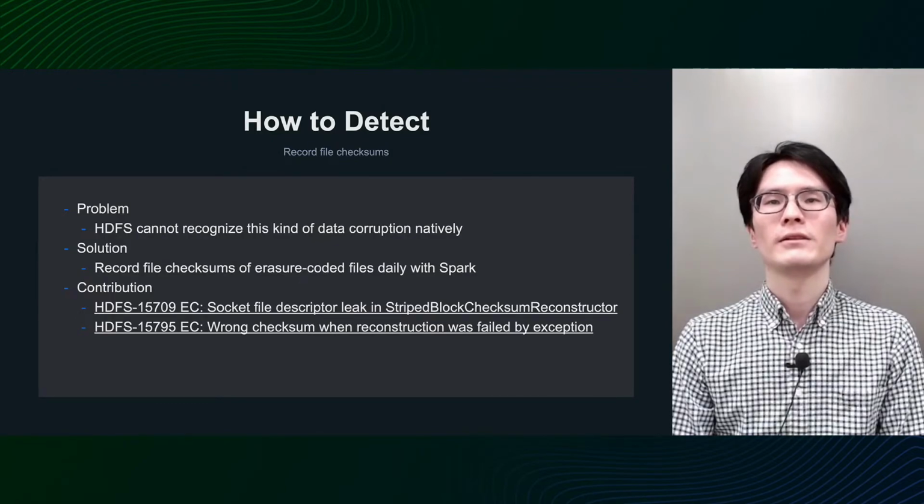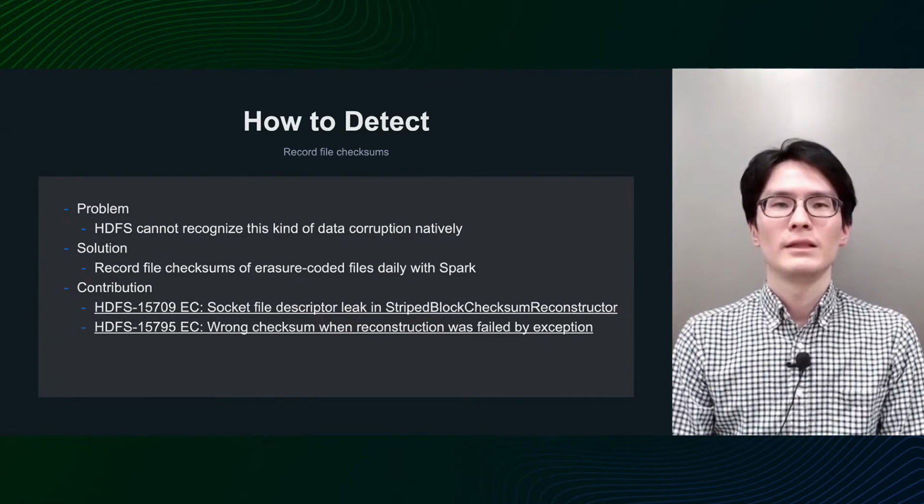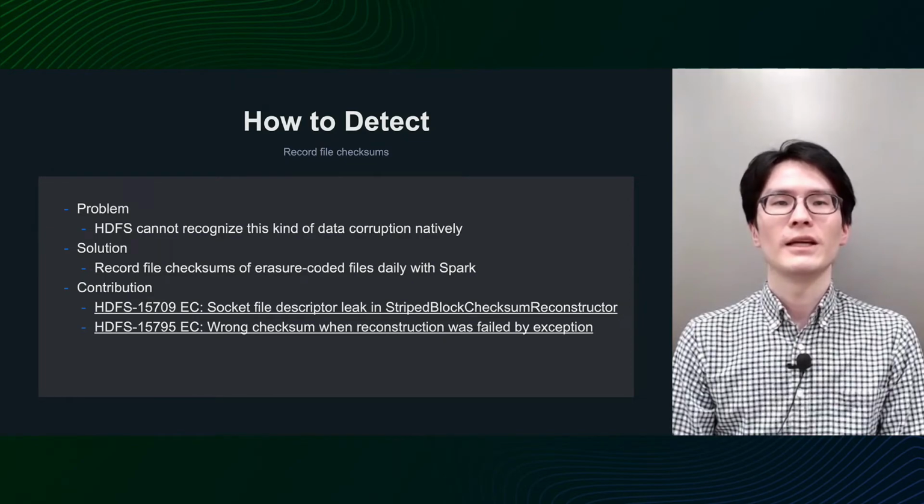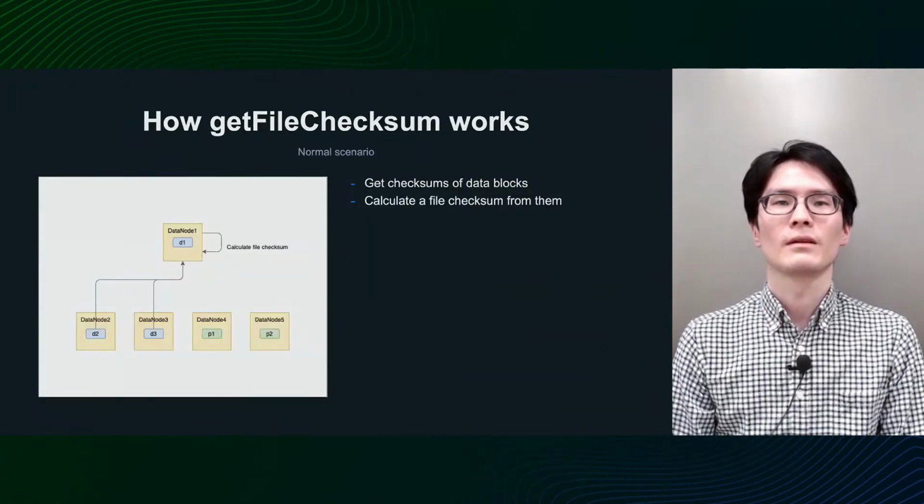The first was a file descriptor leak on the data node when retrieving the checksum of the erasure coded file, and the second was that it returned a wrong checksum value. Both of these issues are still unreported, so we have sent patches to the HDFS source code. So let's take a closer look at these two issues.